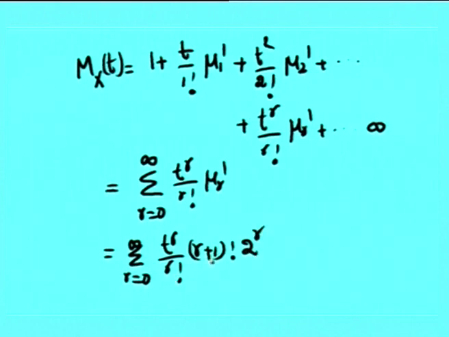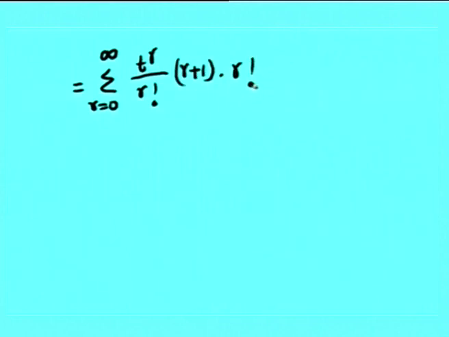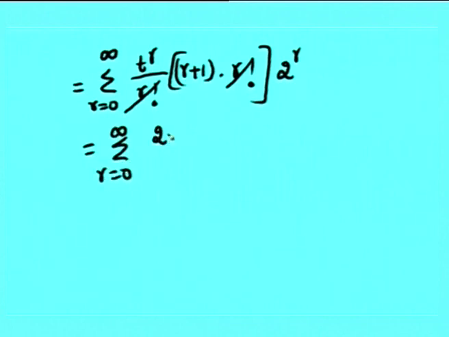What is the relationship between r plus 1 factorial and r factorial? We have t power r by r factorial. We can write r plus 1 factorial as r plus 1 into r factorial, okay, into this 2 power r is already there. So, r factorial gets cancelled. I will combine this 2 power r and t power r as 2t power r. We can write 2t power r into r plus 1.